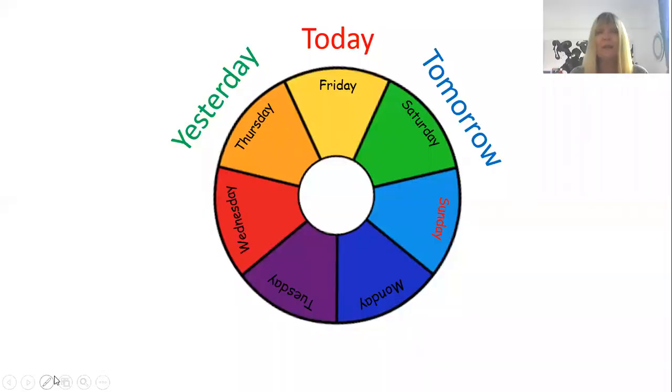And that means, looking at the wheel, that tomorrow is going to be Saturday and the day after Sunday. So we've got the weekend coming up. And then you've got a whole week of no home learning because it's half term week.